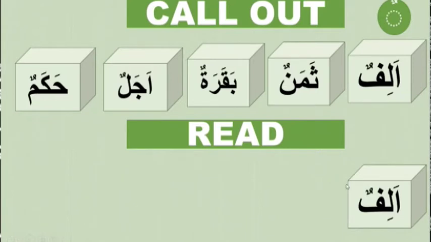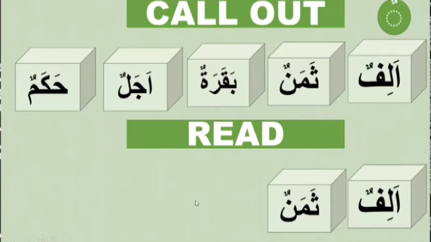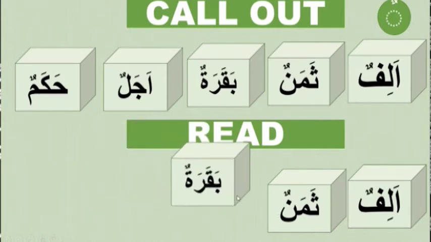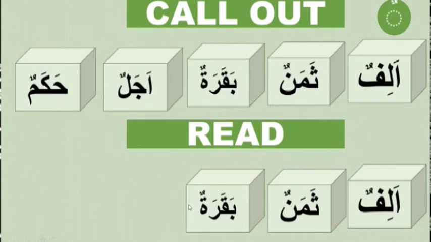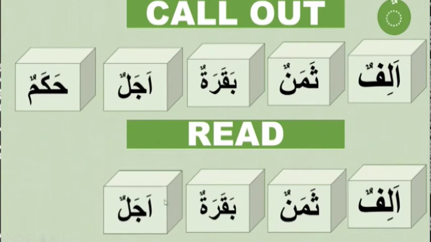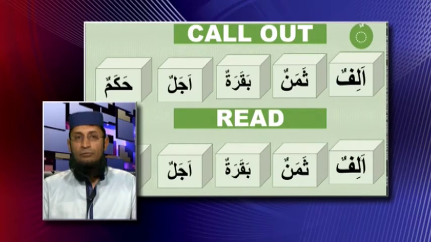Alifun, alifun. Thamanun. So first I read thama, then nun, and then I try to read it together. Thamanun. Baqaratun. Ajalun. Hakamun. I'm going to read from the right now at the bottom. Alifun, thamanun, baqaratun, ajalun, hakamun.